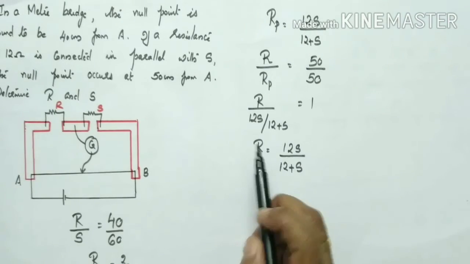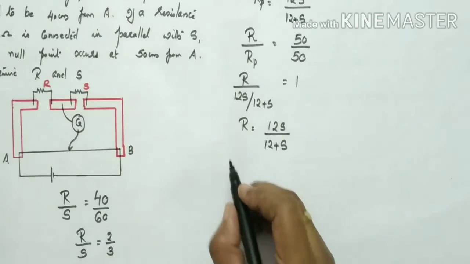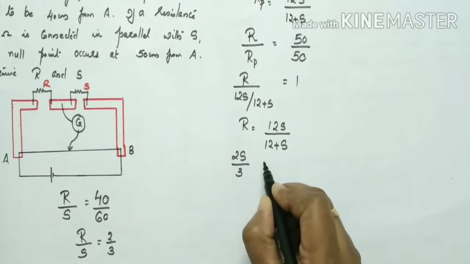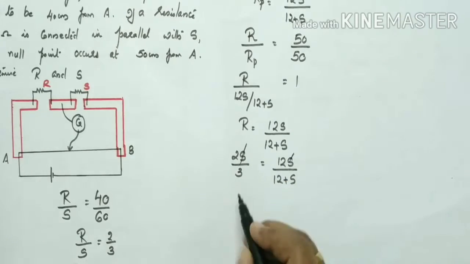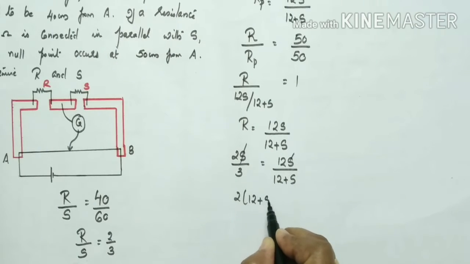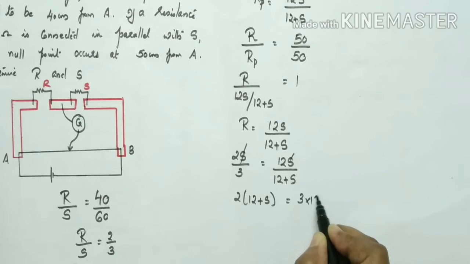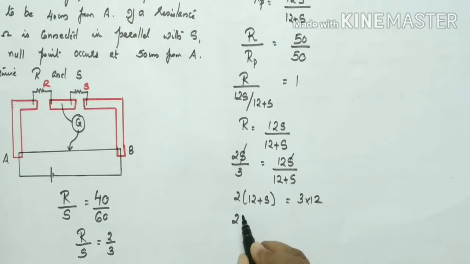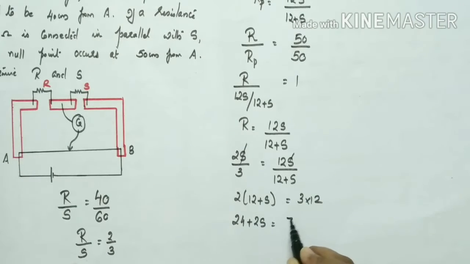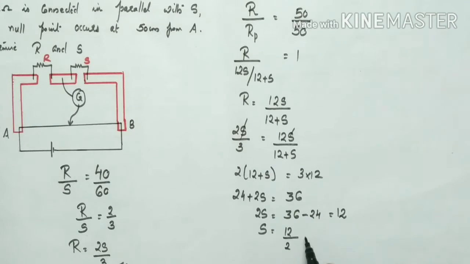Then we can substitute R from this one. R is equal to 2S by 3. So, R is equal to 2S by 3 equal to 12S divided by 12 plus S. We can cancel this S, or 2 into 12 plus S is equal to 3 into 12. Okay, cross multiplying, 2 into 12 plus S is equal to 3 into 12. So, that is 24 plus 2S is equal to 36, or 2S is equal to 36 minus 24, which is equal to 12, or S is equal to 12 by 2 is equal to 6 ohm. So, S is equal to 6 ohm.